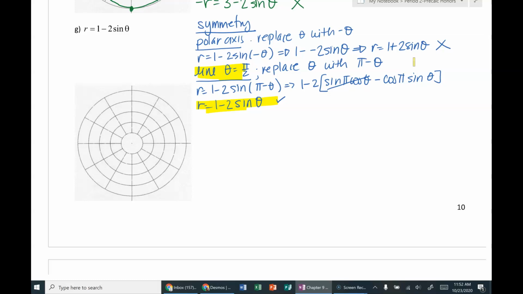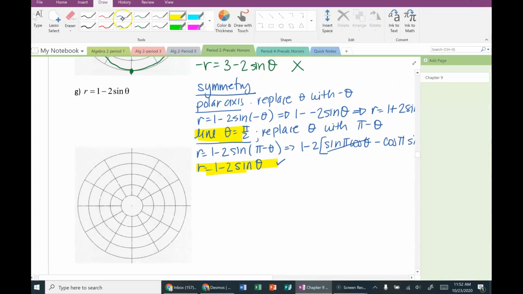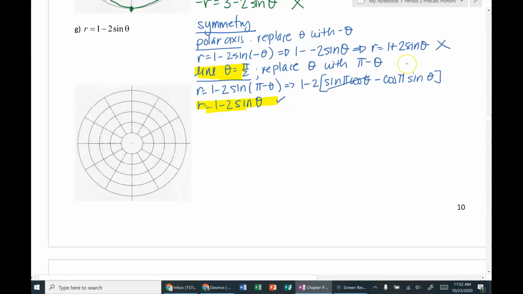Now, the last one, did I get the pen back? Nope, let's get the pen back. Okay, the last one is your pole, which we want to replace r with negative r, okay? Oh, immediately we know that's not going to happen, so we can just X that out right away, just like that.